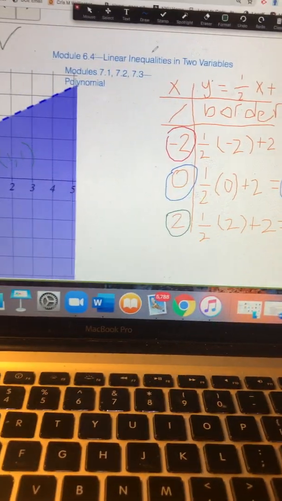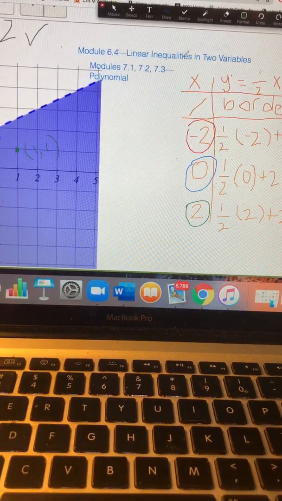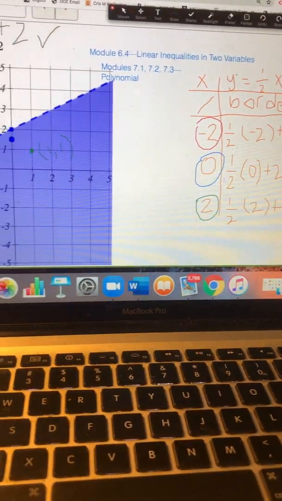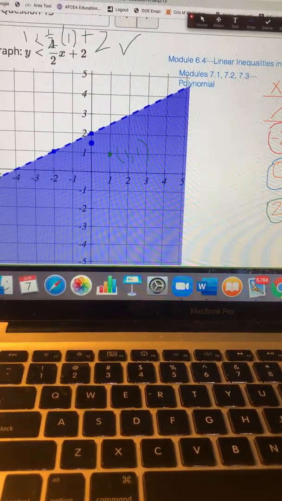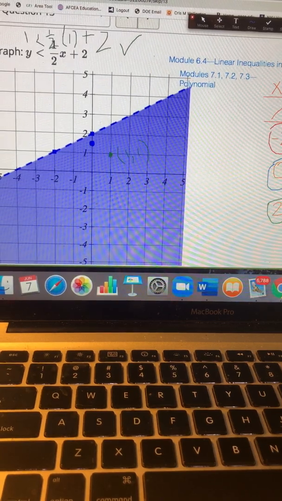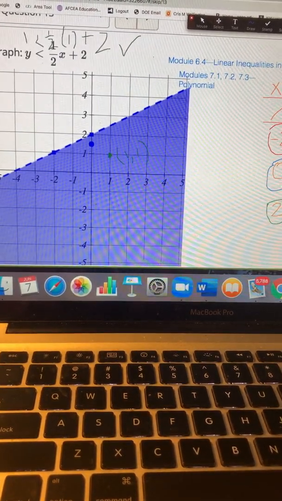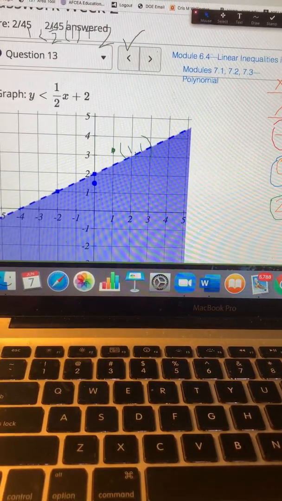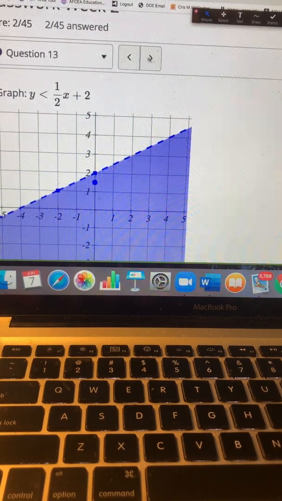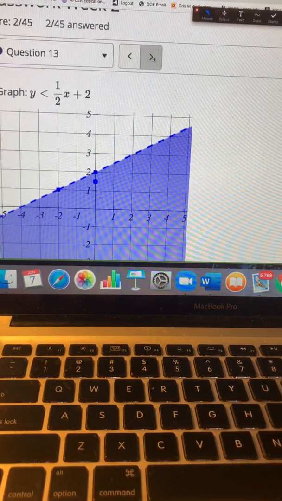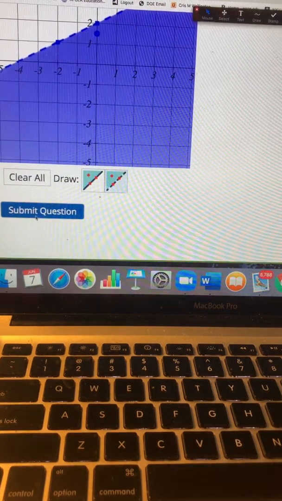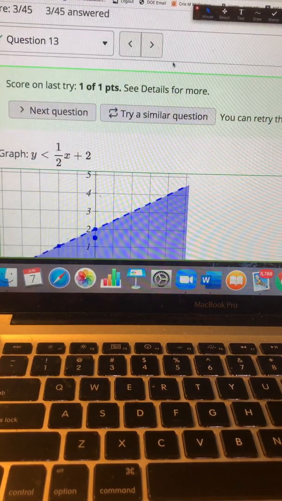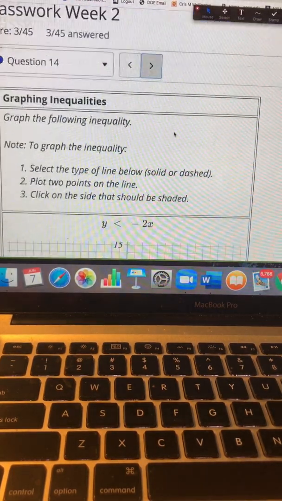So we're going to move on to another problem. We are still doing inequalities. Here we go. So that was number 13. All right, so let's look at the next problem. Actually, let's see how Lumen is grading this. All right, so it was correct, as you can see. Let's move on to number 14.